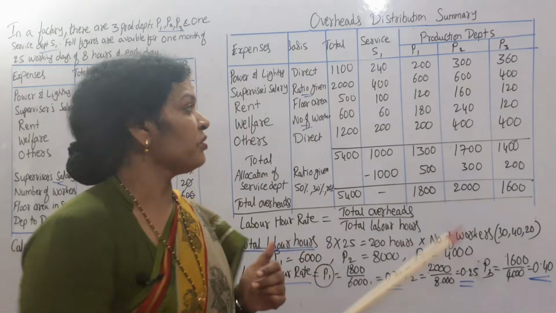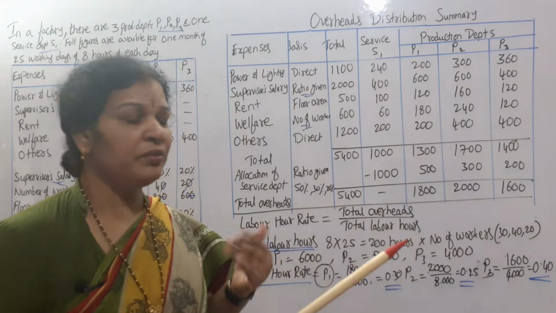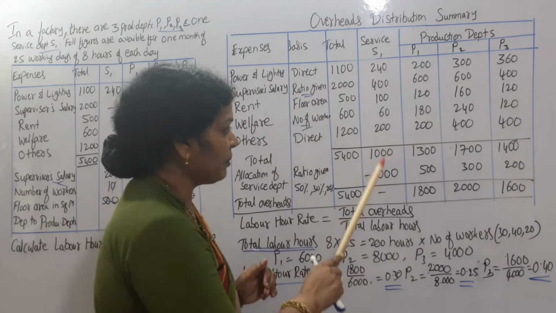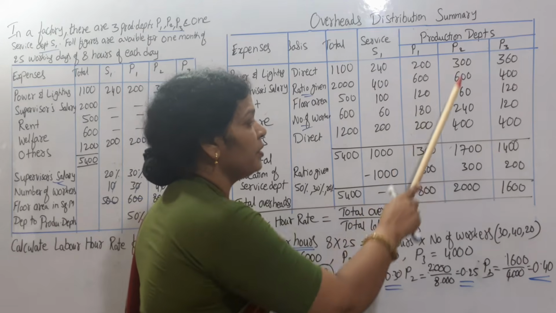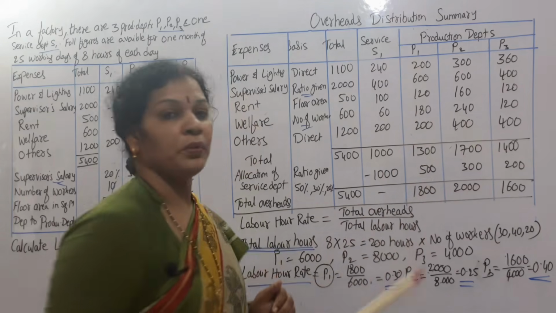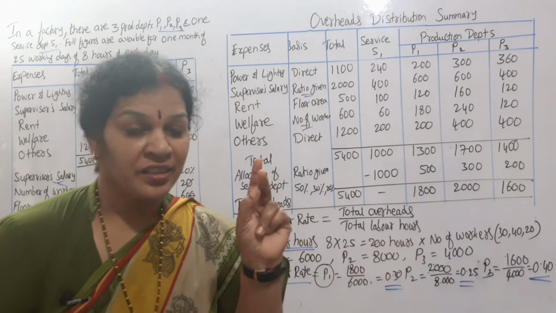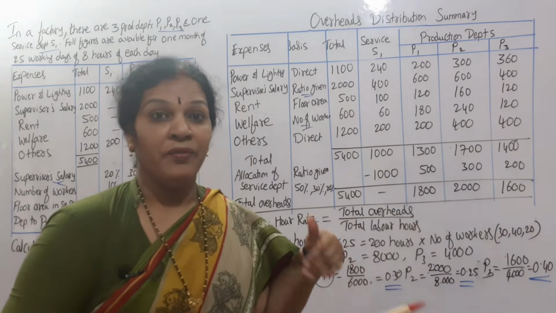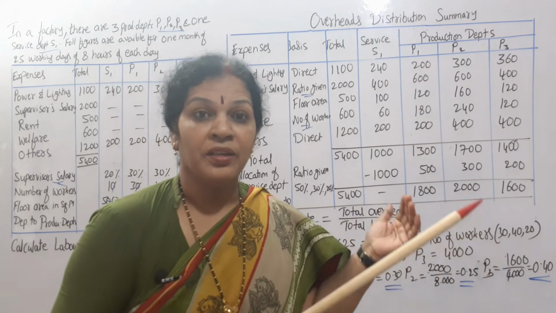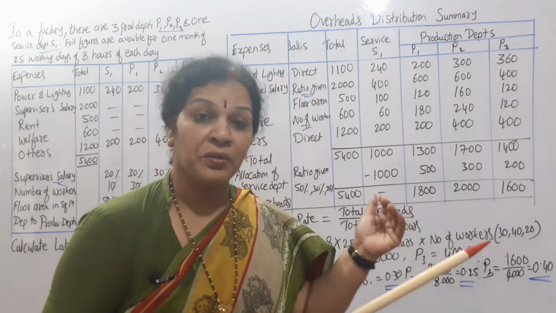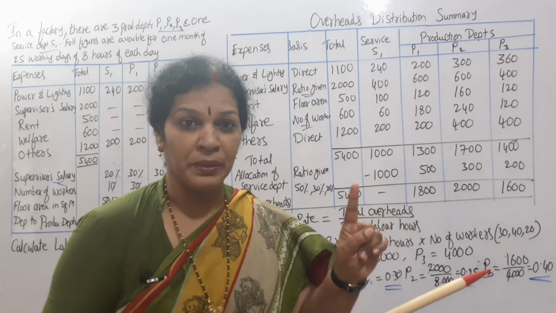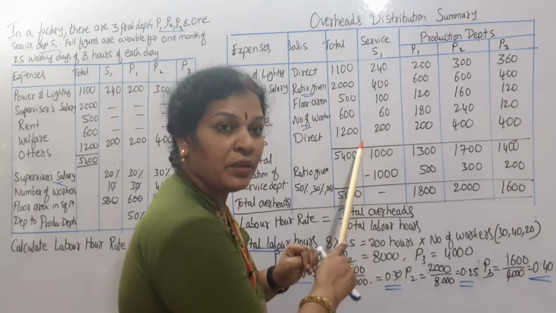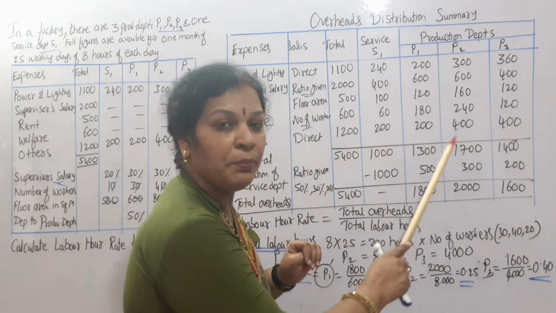Now what we have to do is just total everything up. So total is 5400, S1 service department 1000, P1 1300, P2 1700, P3 1400. After totaling, the second step is that the service department total amount we are going to reallocate to the rest of the departments, the production departments P1, P2, P3. Which amount? 1000. 1000 we are going to distribute to P1, P2, P3.